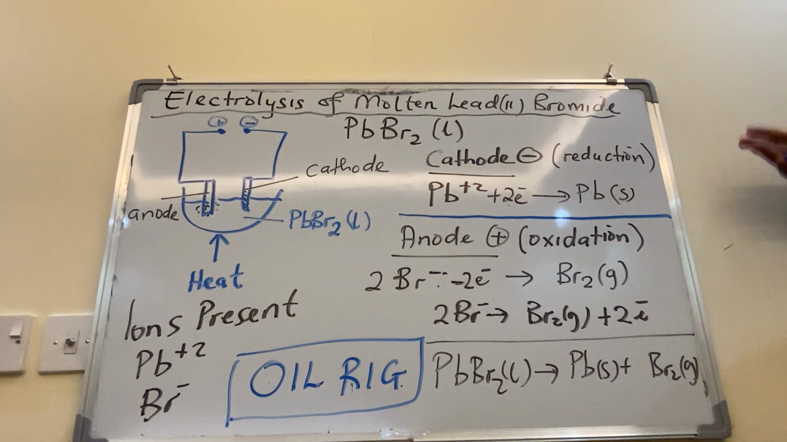It's very, very simple and straightforward, as long as you are dealing with molten substances. When you are dealing with aqueous substances, again, we have to write the ions present, and then we have to deal with selective discharge. This was our session today, students: electrolysis of molten lead bromide.